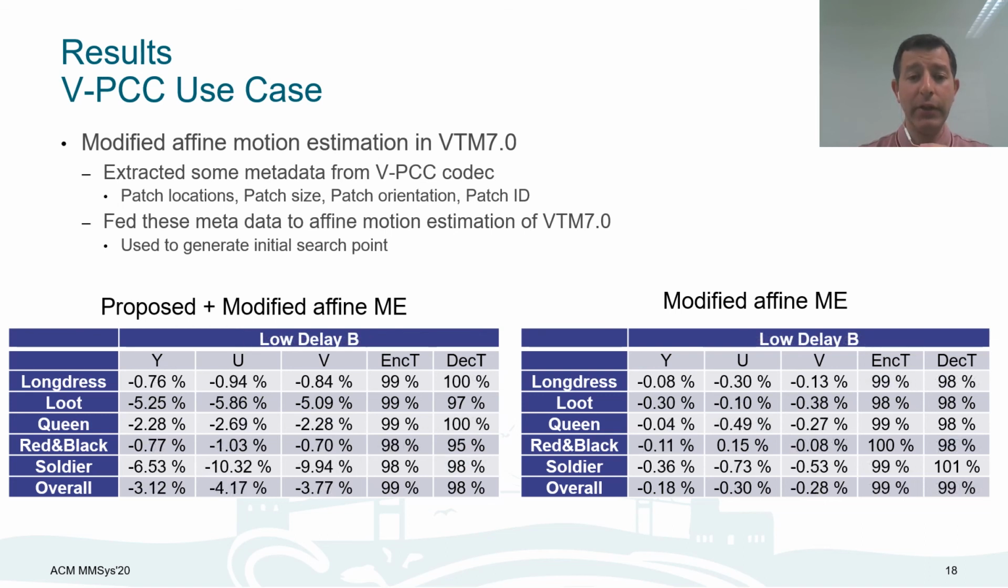So the difference between these tables is the gain that the proposed method shows. And here is the result for low delay B. That's also similar, 3% gain, maximum 7% gain roughly. And this is also without our proposed method. So this difference is the gain that our method shows.